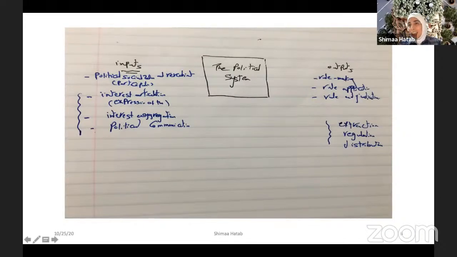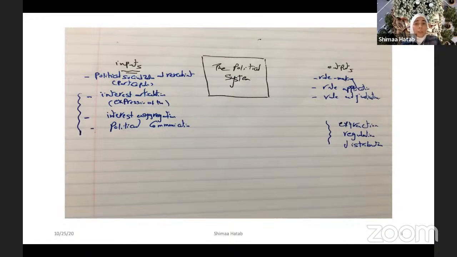And then he actually renovated these outputs, and he mentioned that from these inputs, the outputs would take the form of extraction, regulation, and distribution. So the authoritative action political systems would take was extraction: how political systems would extract resources in the form of taxes, imposing taxes on citizens in order to finance or fund their social spending or any other sort of public spending.